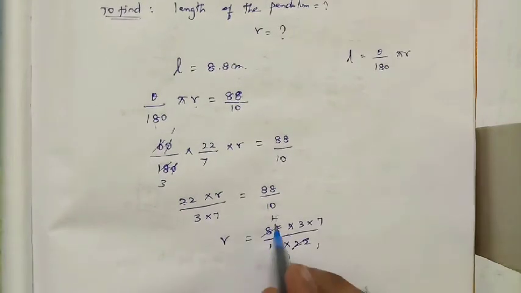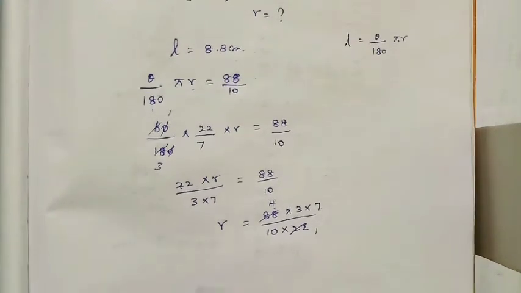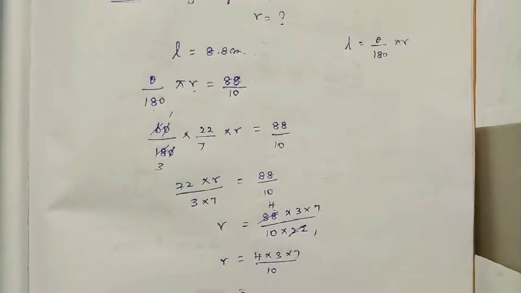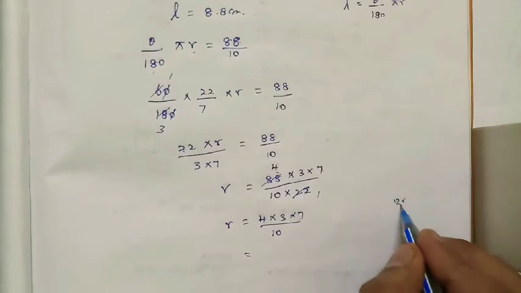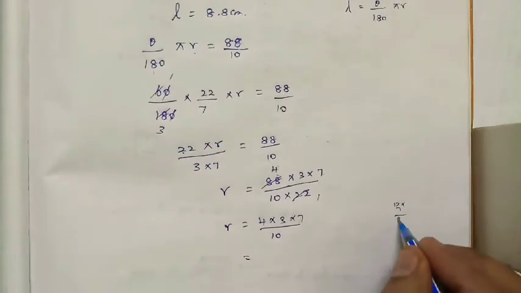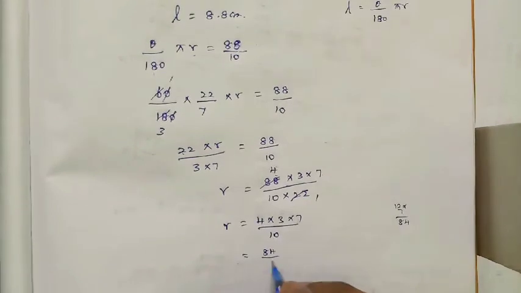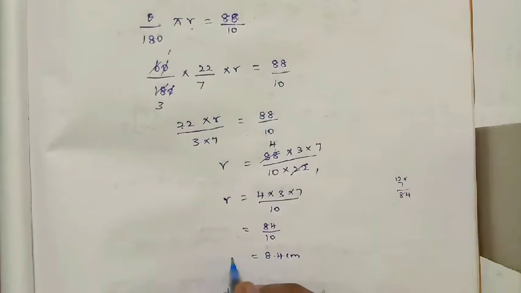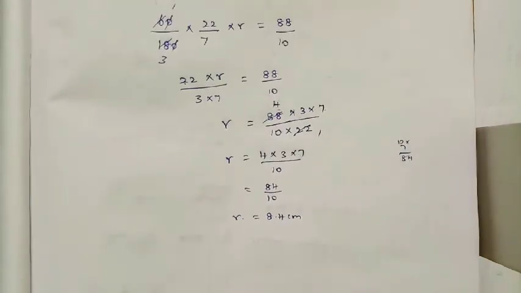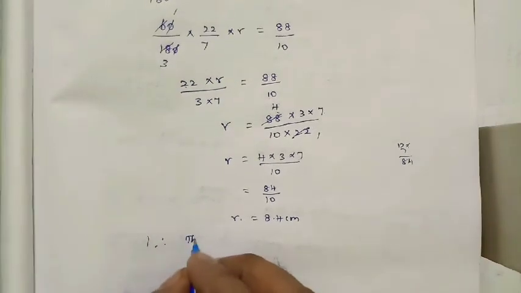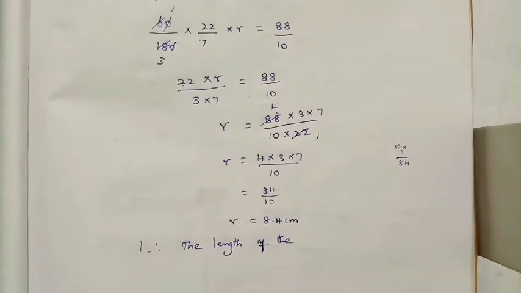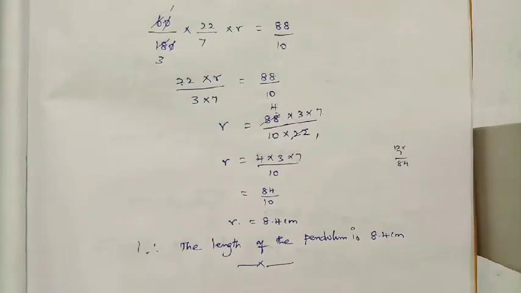Still we can simplify, but you can keep it as it is; since it is divisible by 10, before 1 digit we keep the decimal point. So r is equal to 4 into 3 into 7 divided by 10. 4 3s are 12, 12 7s are 84. So 84 divided by 10 is equal to 8.4 centimeters. Therefore, the length of the pendulum is 8.4 centimeters.